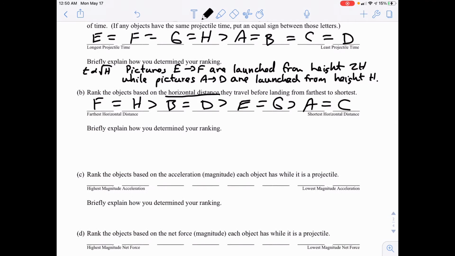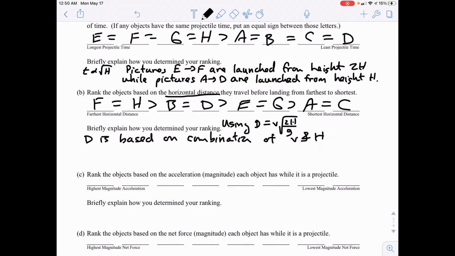Okay, so again, using distance is equal to V times the square root of H over G. D is based on the combination of velocity and height for each object.